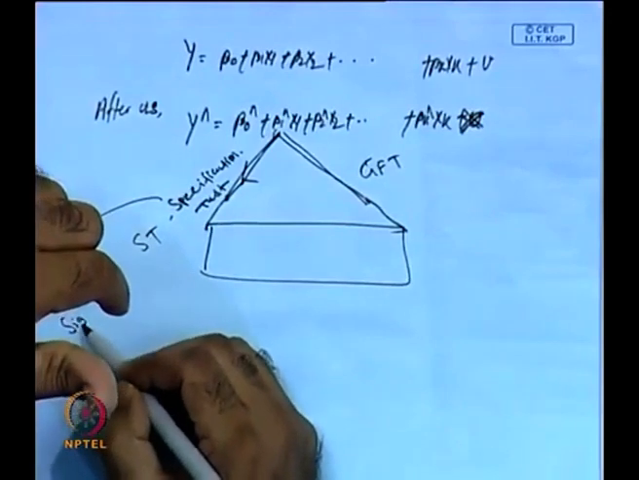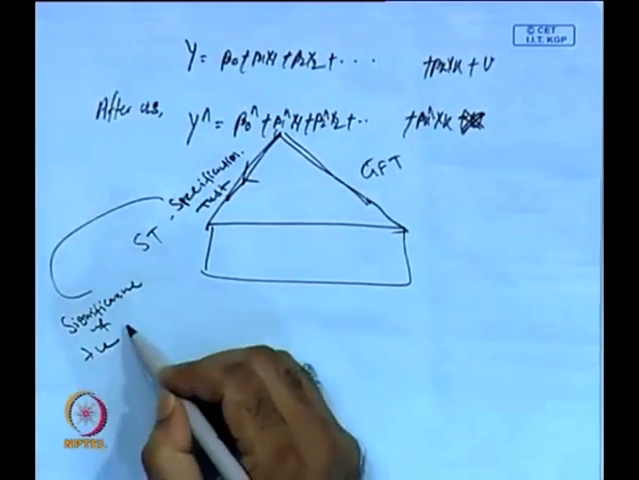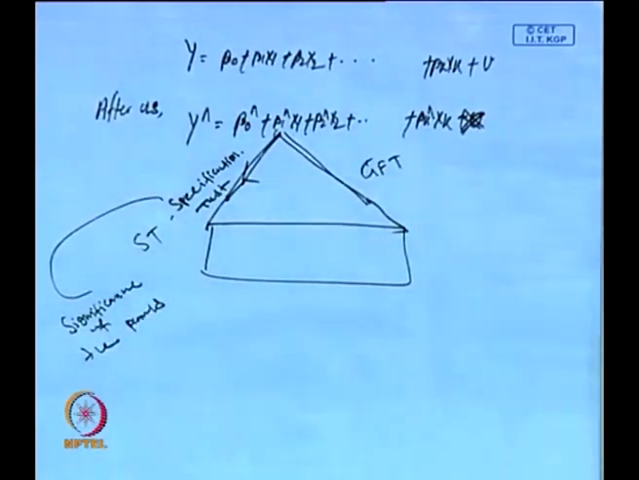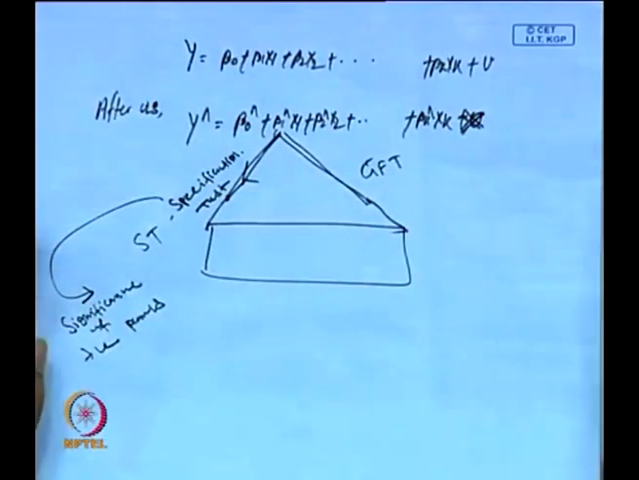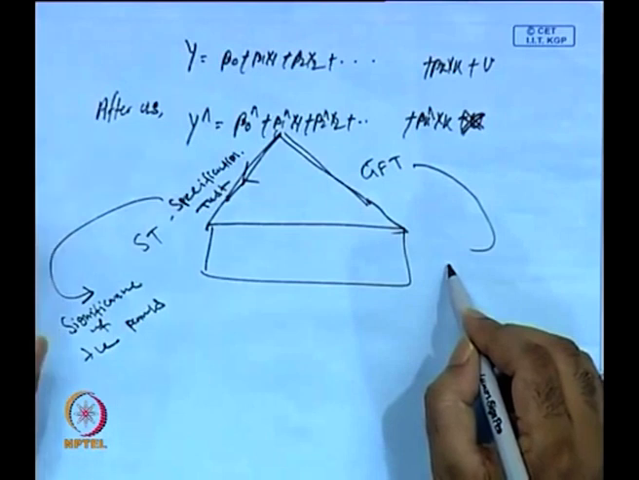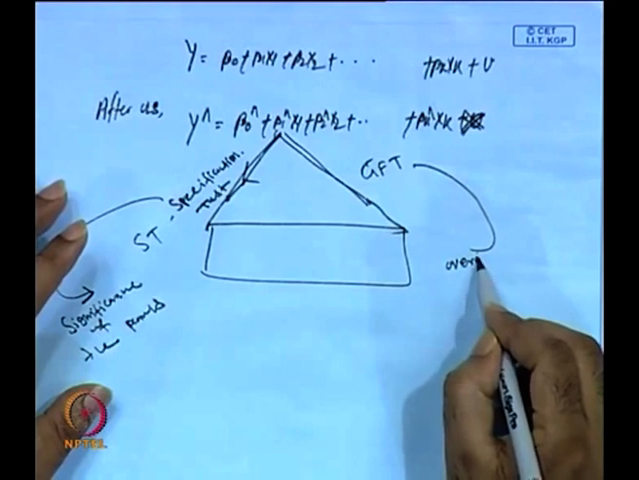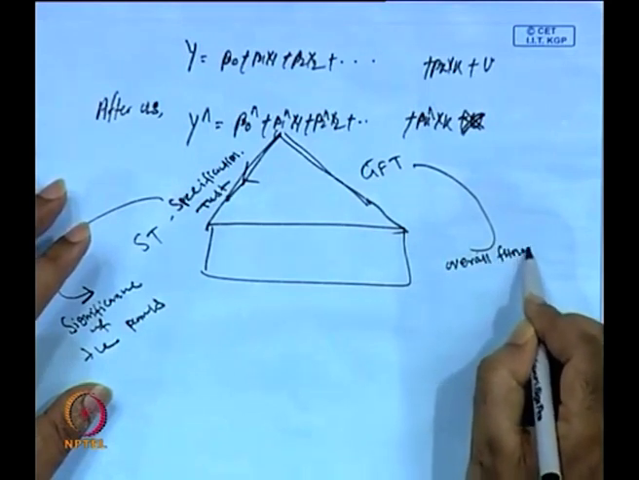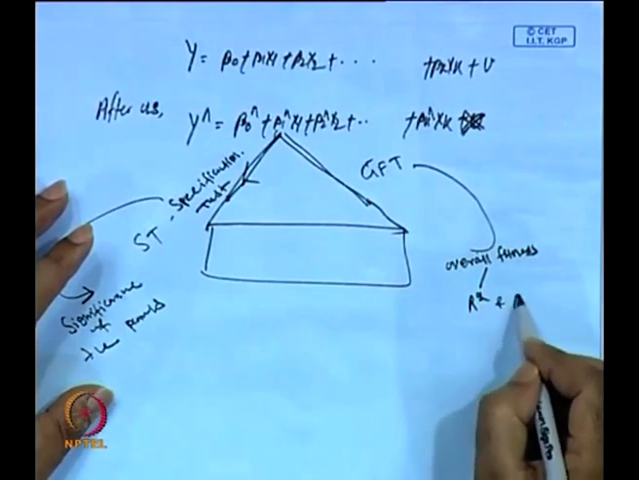What is meant by the specification test? The specification test is nothing but to judge the significance of the parameters. The objective of the specification test is to check whether the parameters are statistically significant, and the GFT test is to know the significance of the overall fitness of the model. It gives you the significance of the overall fitness of the model, and that too is judged by R square and adjusted R square.